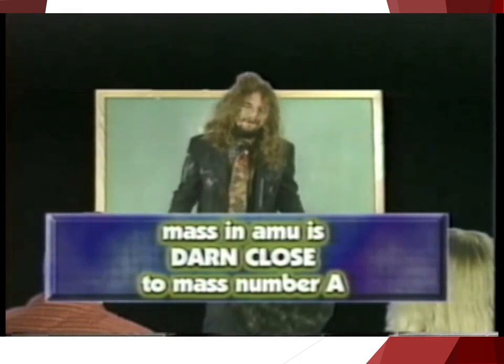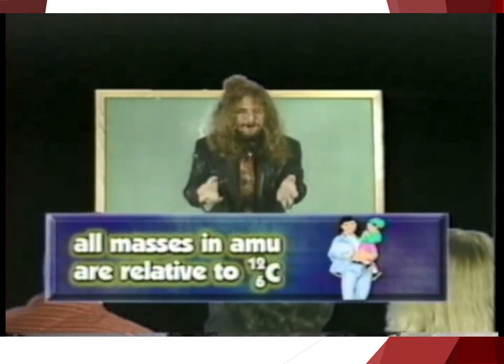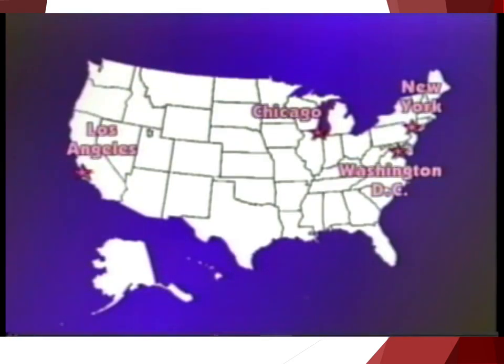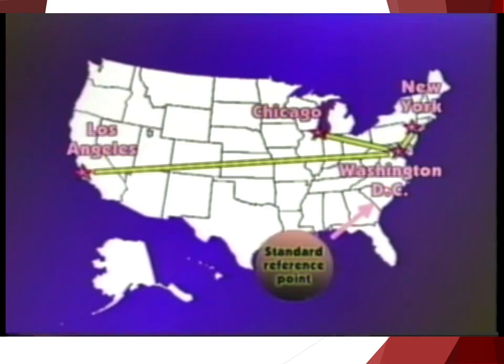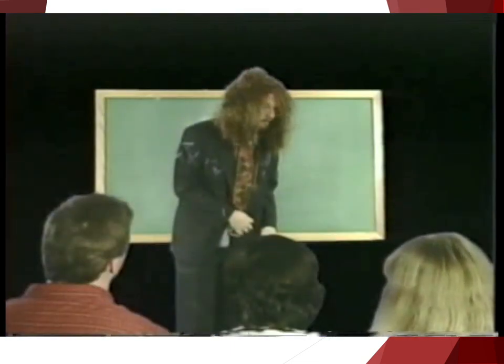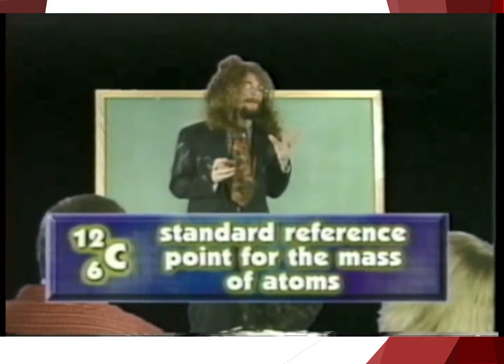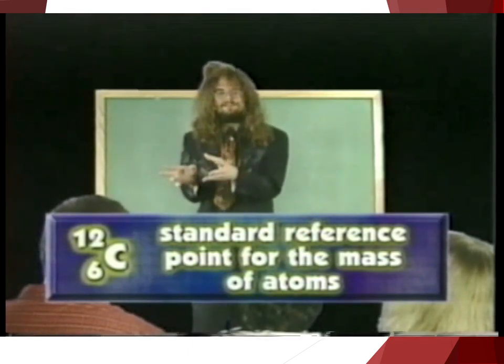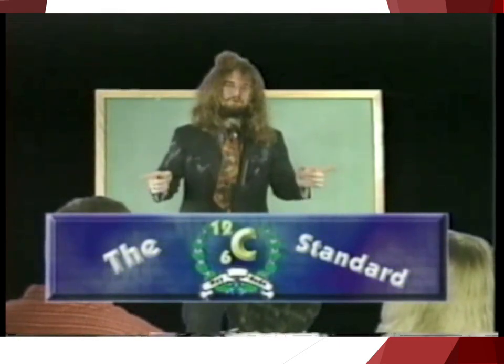So all masses measured in AMUs are relative to the mass of carbon-12. It's like referencing the distance of Chicago, New York, and Los Angeles by their distance from Washington, D.C. Washington, D.C. is the standard reference point, and the other cities are measured from that point. So carbon-12 is the standard reference point for the mass of atoms, and the masses of all atoms are measured from the standard set by carbon-12.